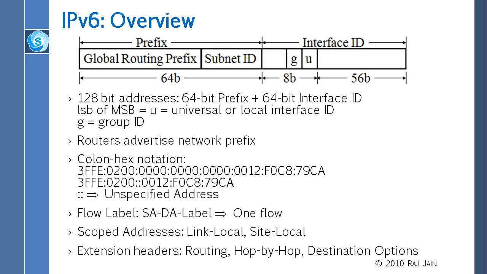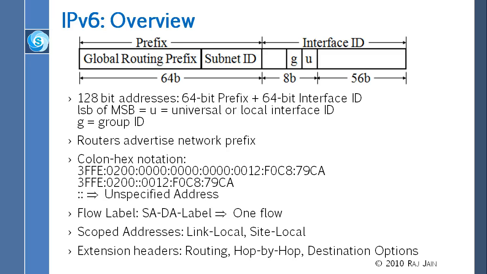64 bits of global routing prefix, and 64 bits of what we call the network prefix, which consists of 2 parts, the subnet ID and the global routing prefix. So this is what we call the network prefix, and then this is the host part, the interface ID, another 64 bits. Generally this 64 bits is made up from MAC addresses.